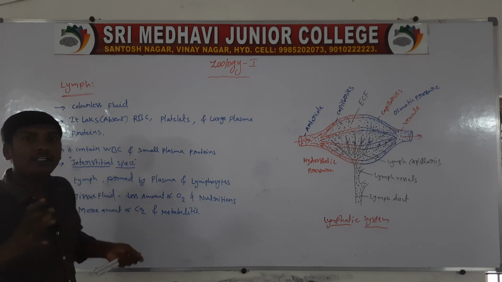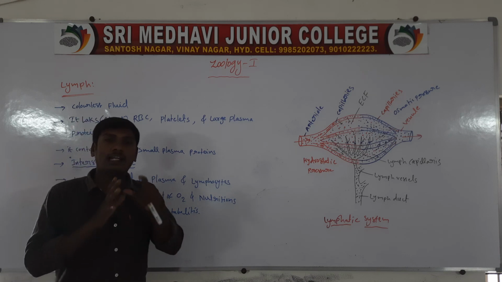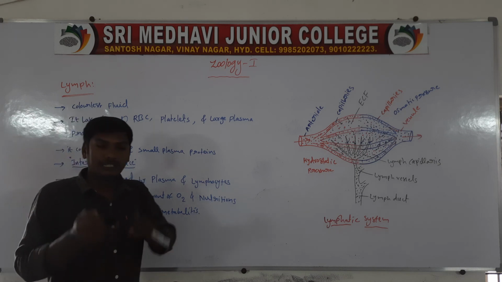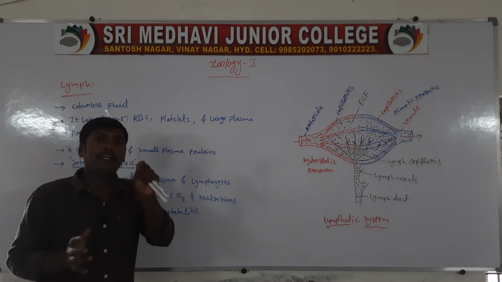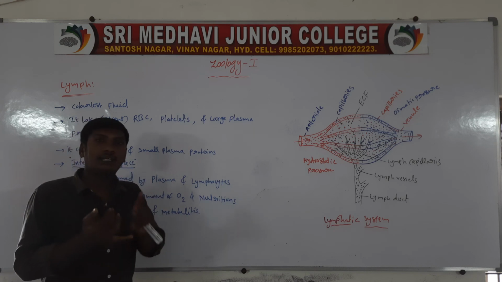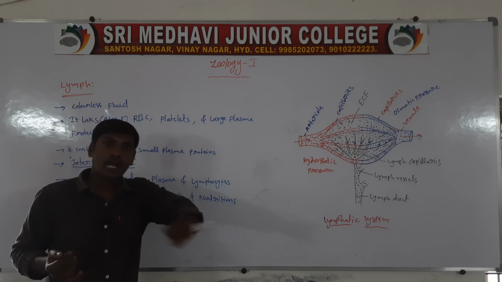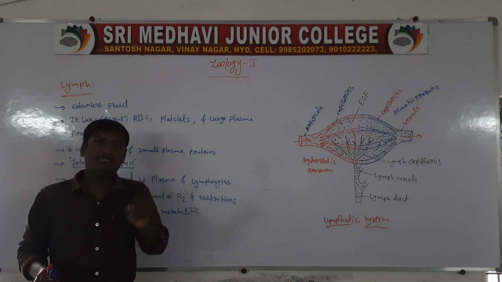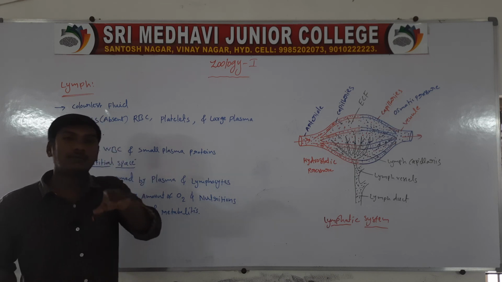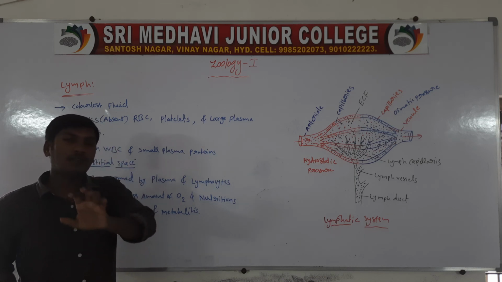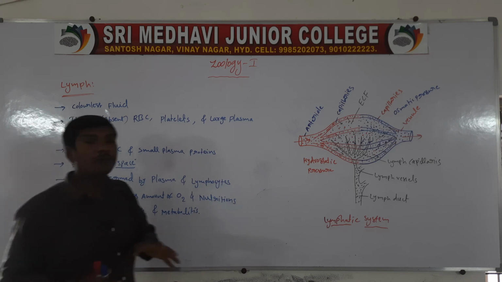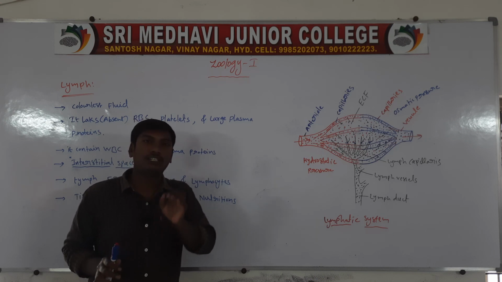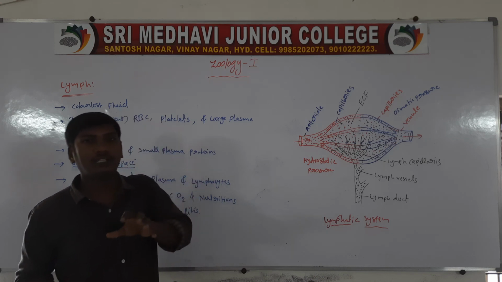Once more to revise: lymph is a colorless fluid, a liquid. It is absent of red blood cells, platelets, and large plasma proteins. But it contains leukocytes, which are the white blood cells, and small plasma proteins. Lymph is formed from the interstitial space of the tissues.